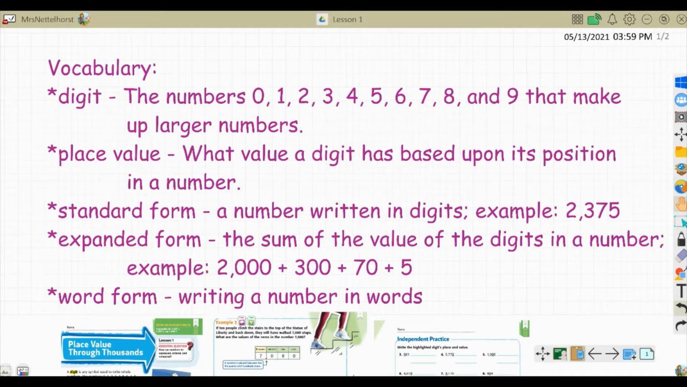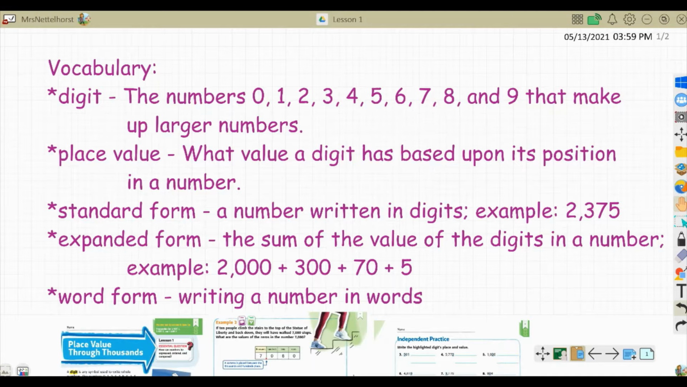Standard form is a number written in digits. For example, 2,375, you write it all with numbers, that is standard form. Expanded form is the sum of the value of the digits in a number. So the word sum tells me I'm adding. So I have an addition sign in between each of the numbers in my example. And what you're basically doing is expanding the numbers out into the value of the digits. So this same number I used for standard form, I used for the example for expanded form. 2,000 plus 300 plus 70 plus 5.